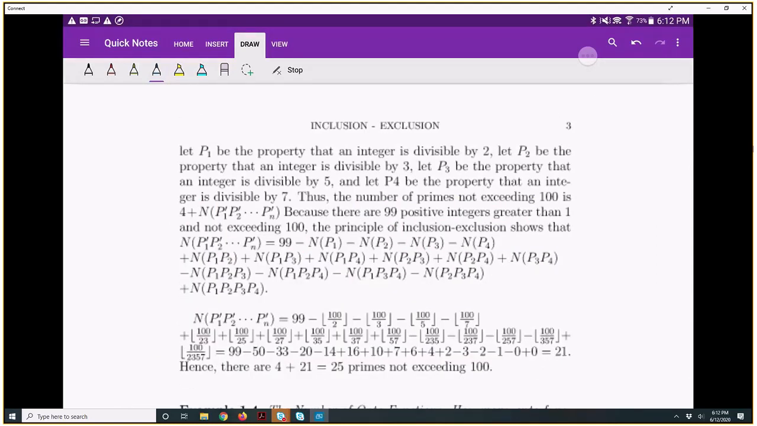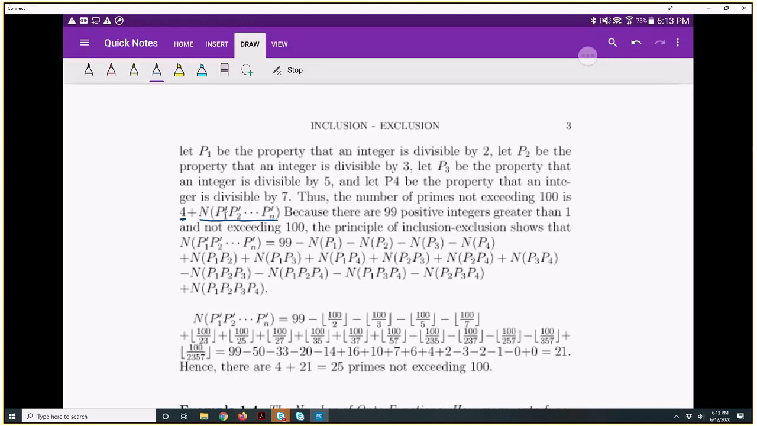So we let P1 be the property that an integer is divisible by 2, let P2 be the property that an integer is divisible by 3, let P3 be the property that an integer is divisible by 5, and let P4 be the property that an integer is divisible by 7. Then the number of primes not exceeding 100 is going to be 4 plus the number of integers not possessing any of these properties.